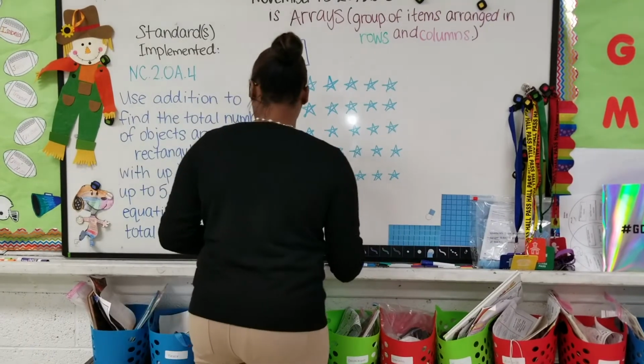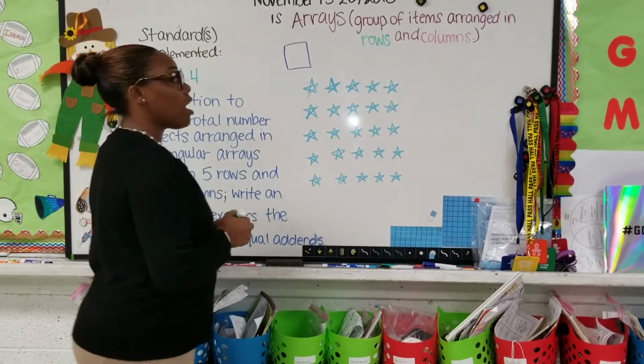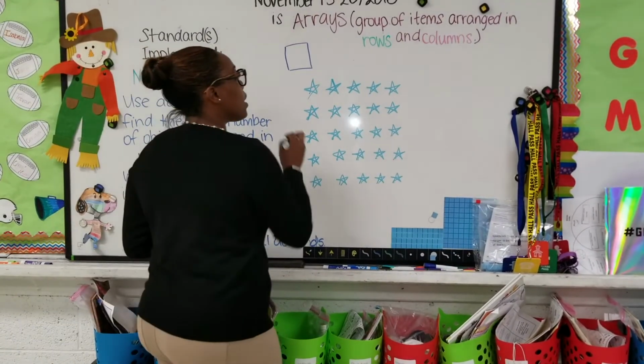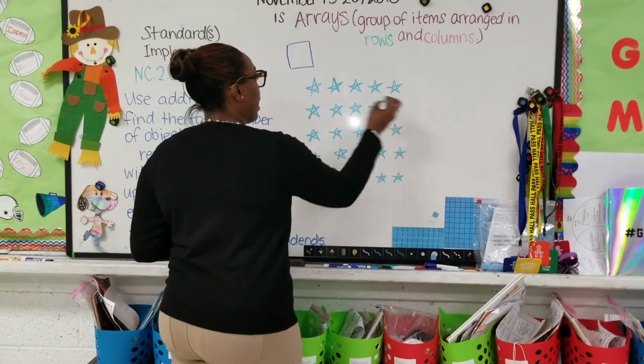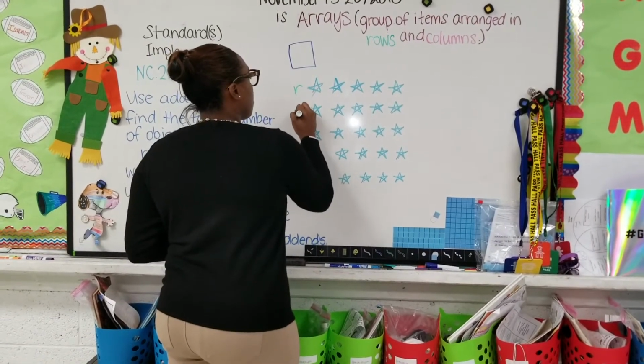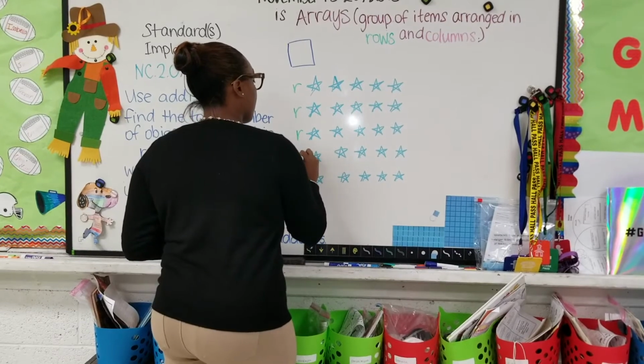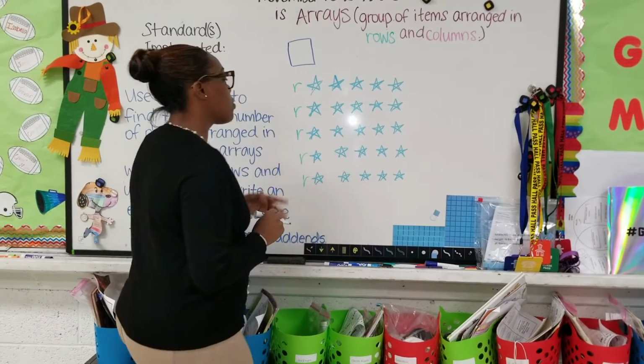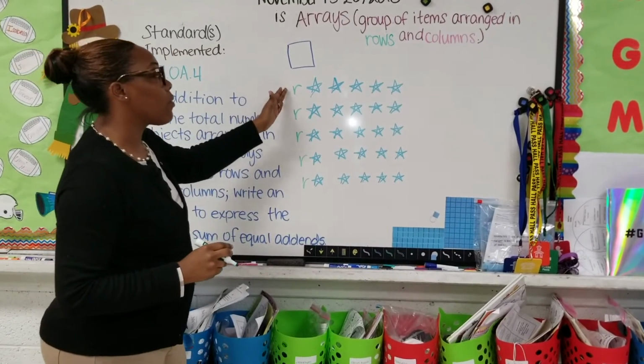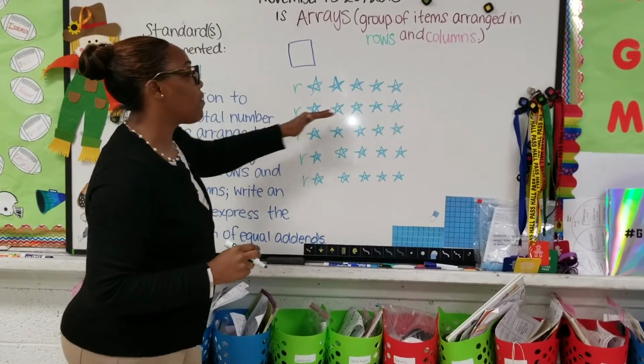First, I'm going to determine where our rows and our columns are. Our rows will be going along the horizontal plane. So here are our rows, and I'm just going to put an R. And we suggest that the scholars do the same, so that way they know that their rows are going across and they won't get confused.